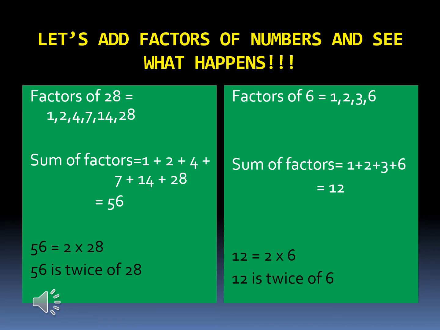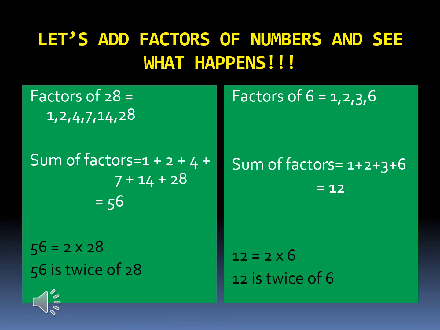Right? Now another example, let's take 6. Factors of 6. 1, 2, 3 and 6 are the factors of 6. Now try to find out the sum. Sum of factors is 12. 1 plus 2 plus 3 plus 6 gives you 12. Now 12 is again divisible by 2. So 12 can be written as 2 into 6, or we can say that 12 is twice of 6.